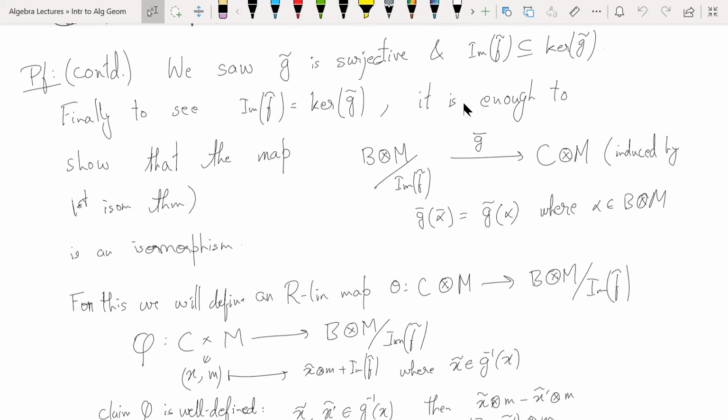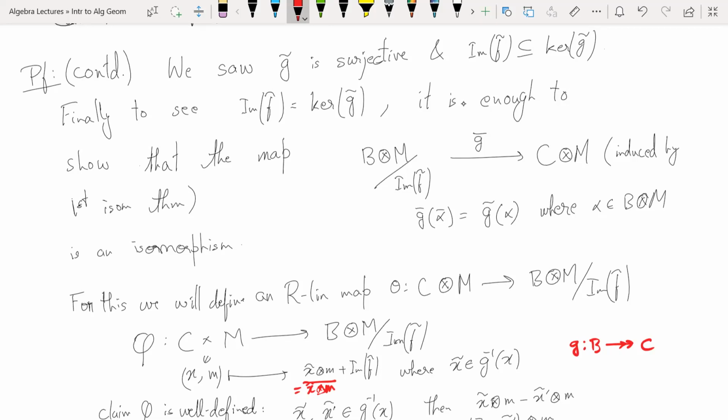So x comma m, where x is in C and little m is in capital M, we send it to x tilde tensor m plus image F tilde. So we send it to this quotient. Or if you want to use the bar notation, you put a bar above this, which is the same as x tilde tensor m bar, if you like. Here x tilde is any pre-image of x in B. So remember G from B to C is surjective. So given x in C, you can find some x tilde in G inverse of x. You just take any, it doesn't matter.